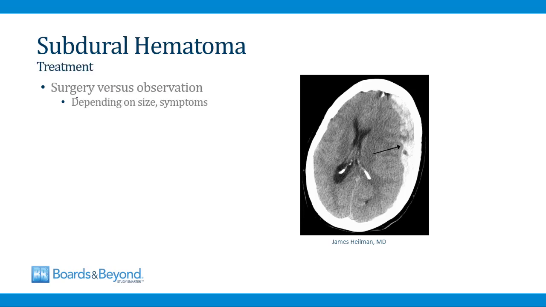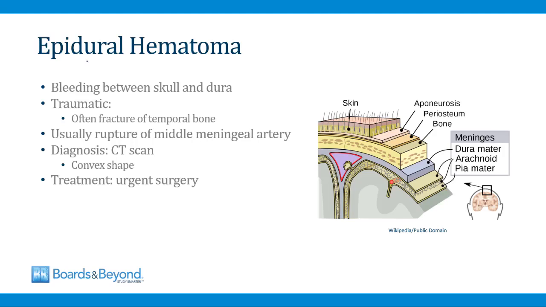The treatment of subdural hematoma is either neurosurgery or observation. For most patients who have smaller subdural hematomas, they are just observed over time. However, in rare cases, patients need surgery. This all depends on the size of the hematoma and the severity of the symptoms. Our final cause of intracranial bleeding for this video is epidural hematoma.